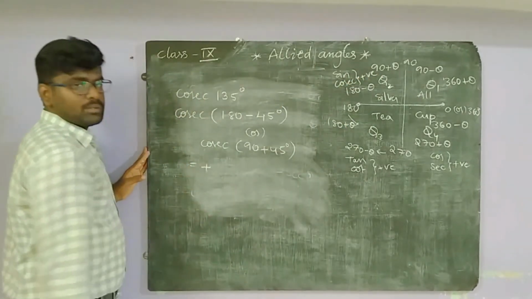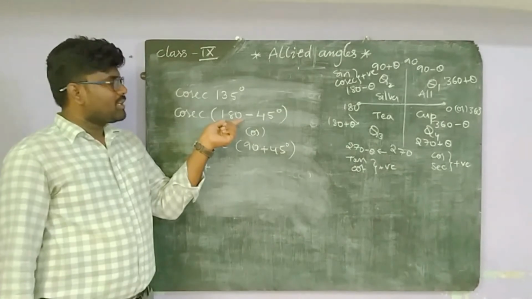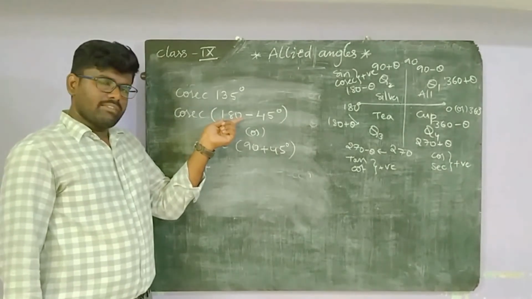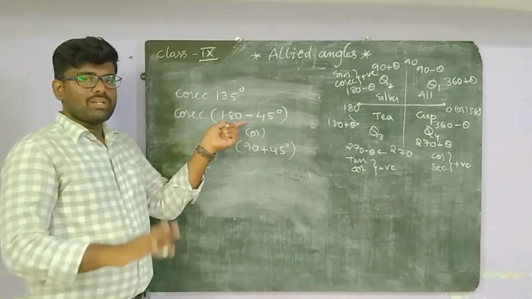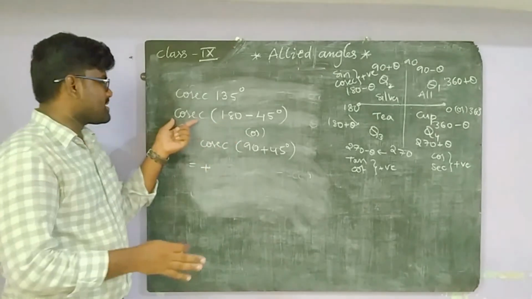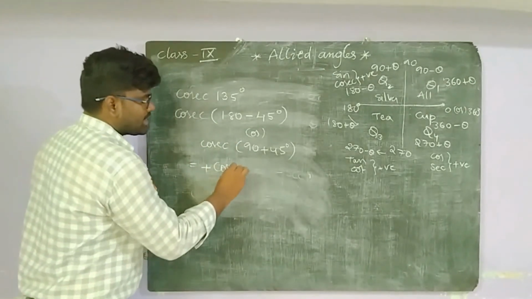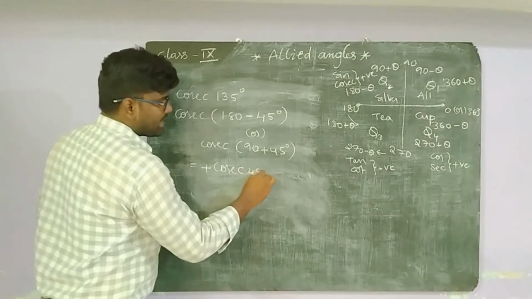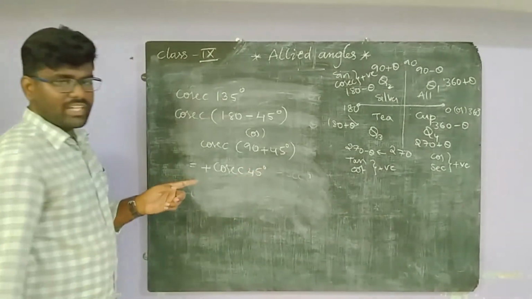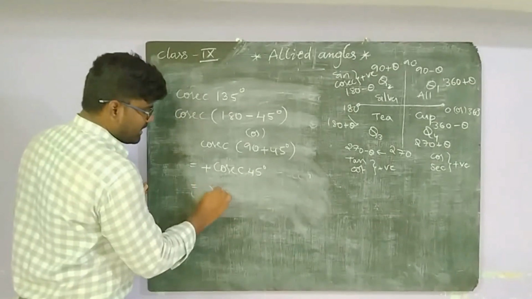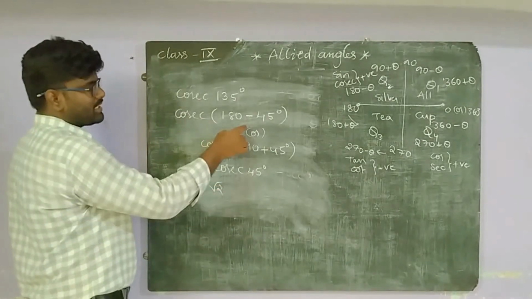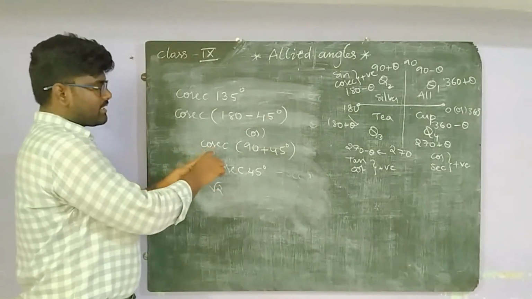And is it an even multiple of 90 or an odd multiple of 90? Even multiple of 90. Even multiple of 90 means the trigonometric function doesn't change. That means we are getting cosecant theta. Theta means 45, and cosecant 45 value is root 2. That means by using this one we are getting root 2.